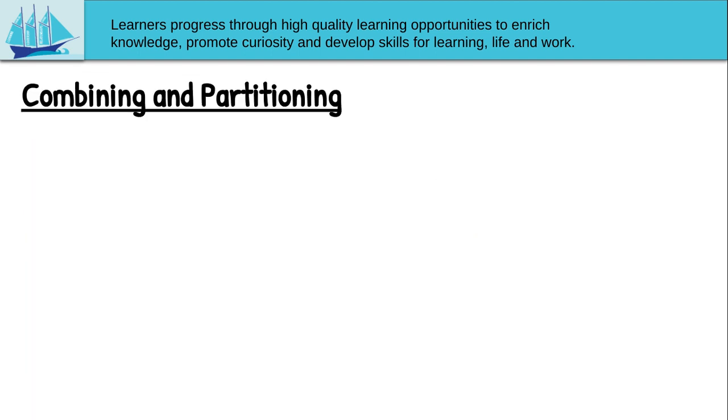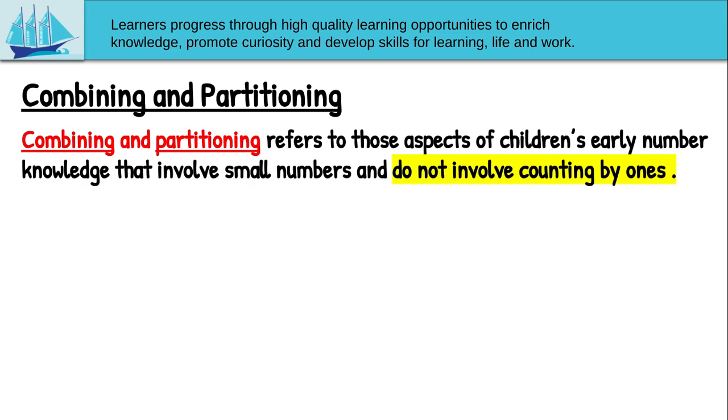So if we want learners to be able to understand numbers and how they can be structured in different ways, then learners need to understand what combining and partitioning is. Combining and partitioning refers to those aspects of children's early number knowledge that involve small numbers and does not involve counting by ones.